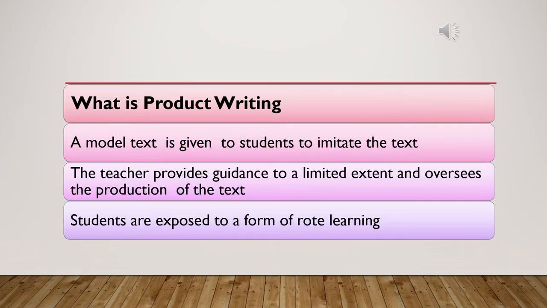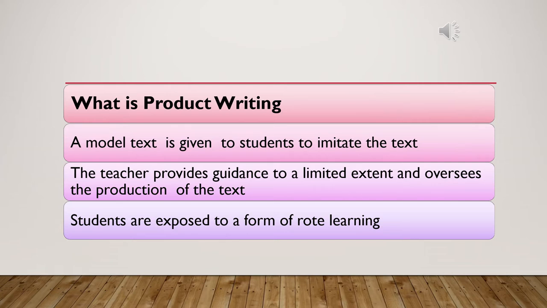Let's look at what is product writing. Product writing is where model text is given to students to imitate. The teacher provides guidance to a limited extent and oversees the production of the text. Students are exposed to a form of rote learning.